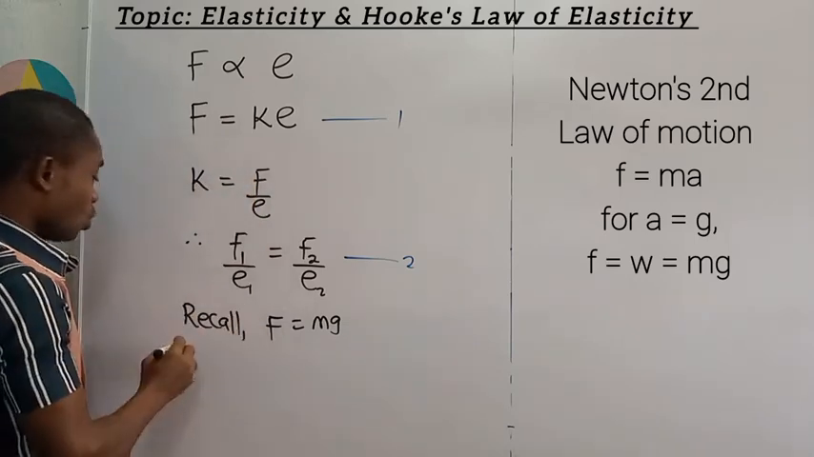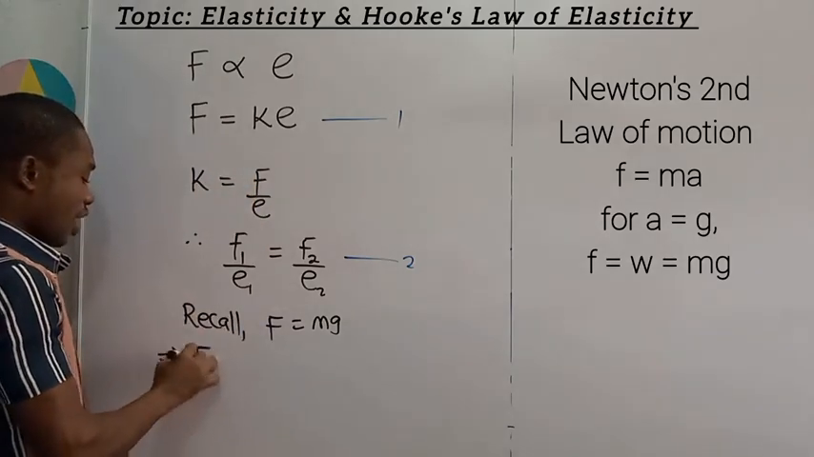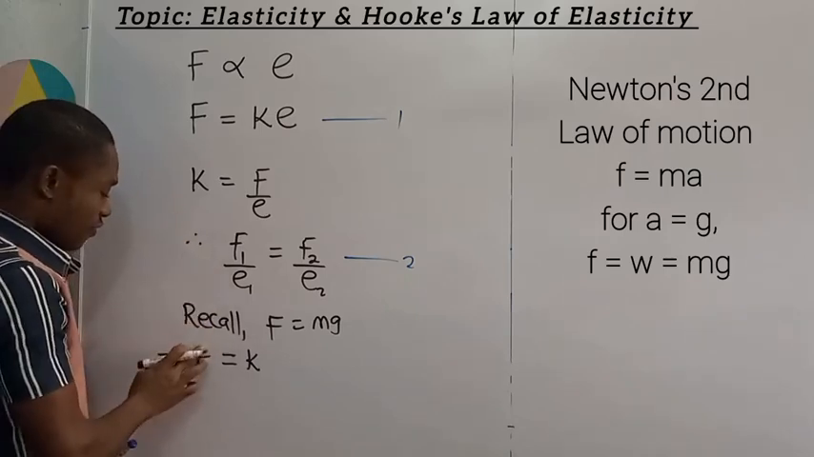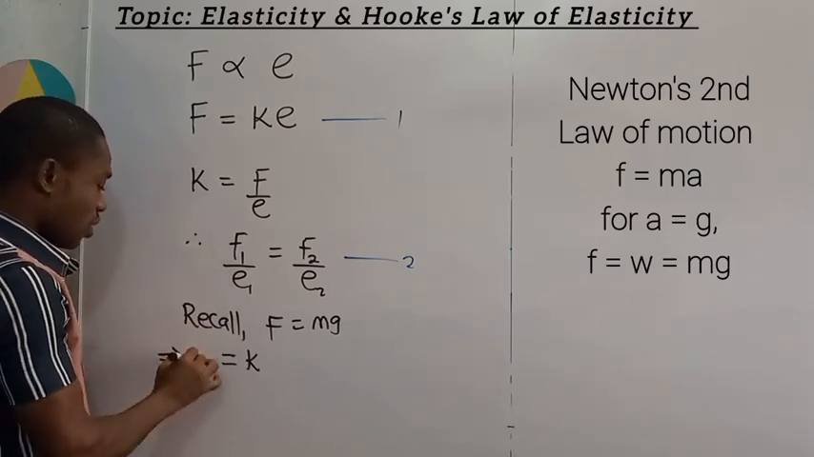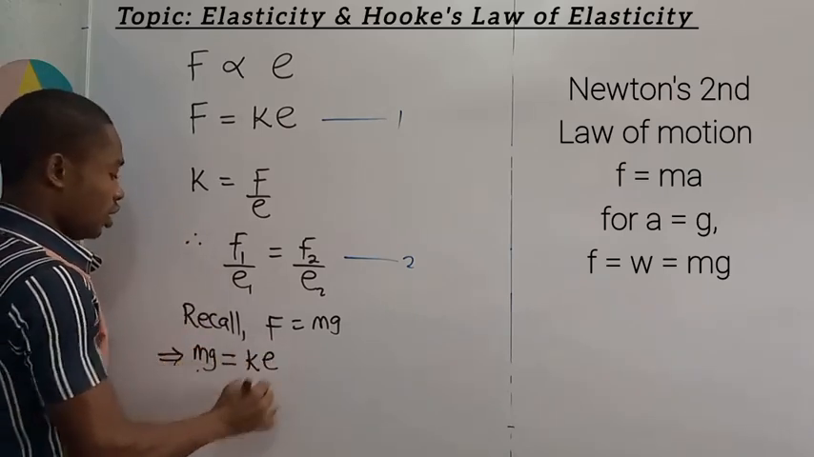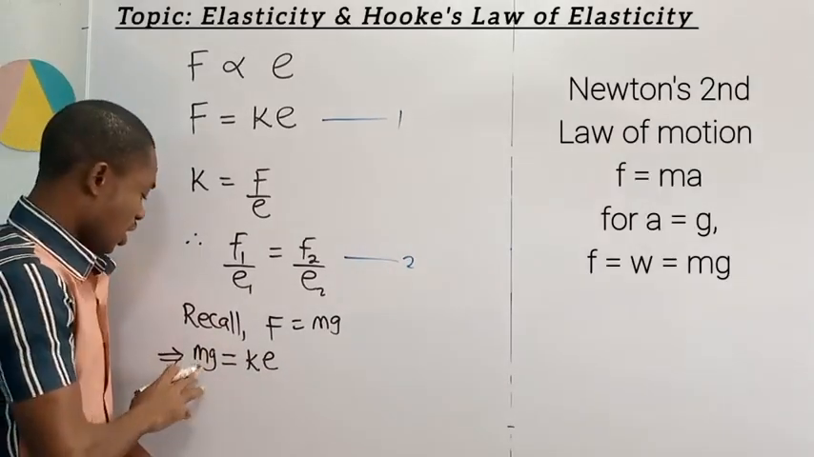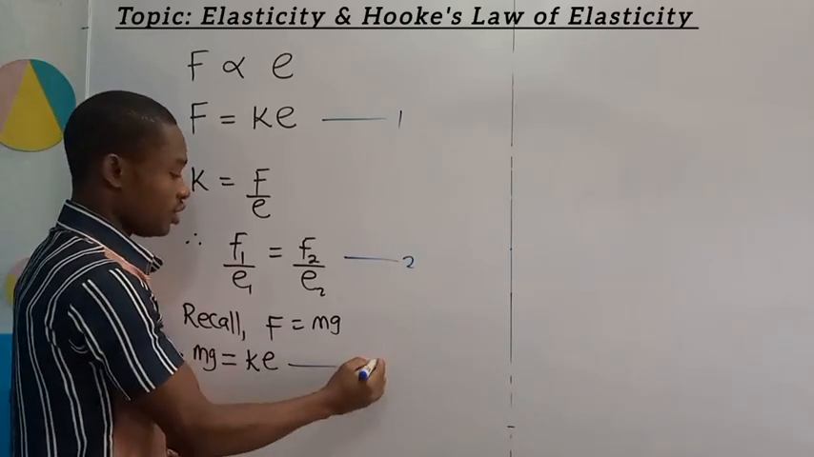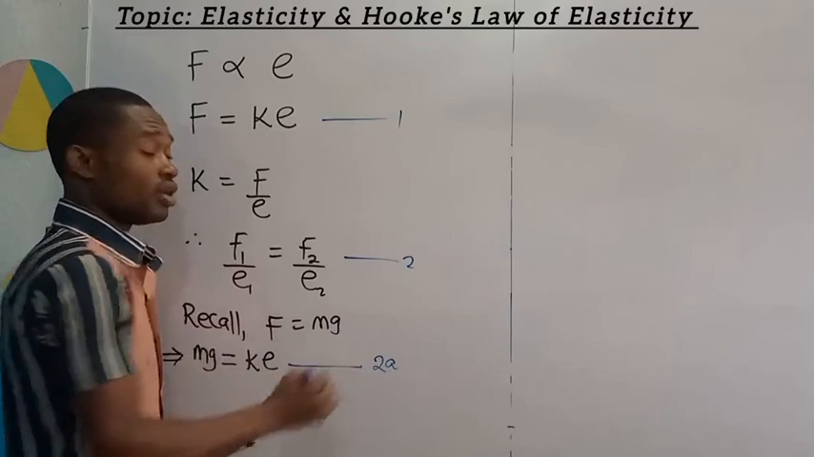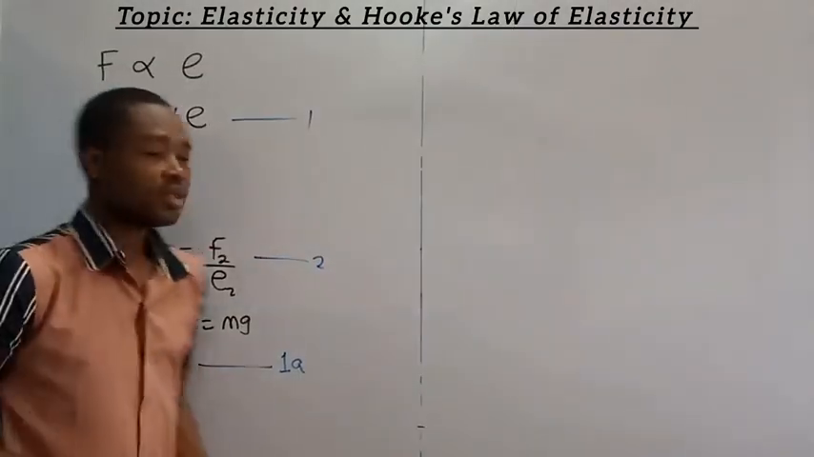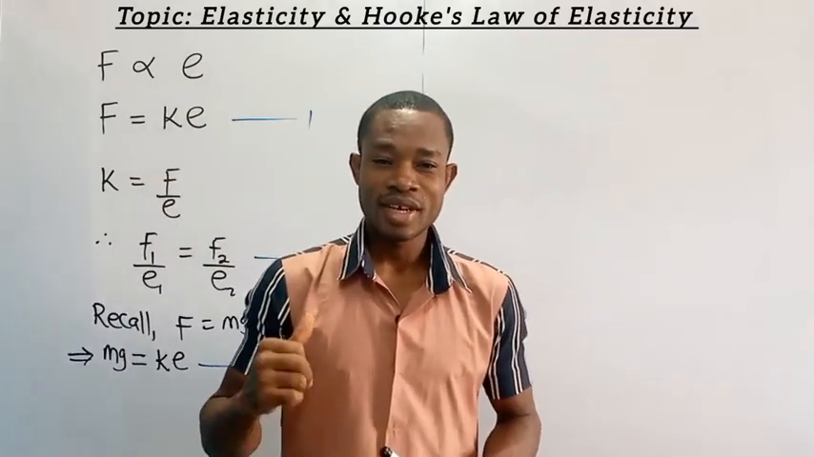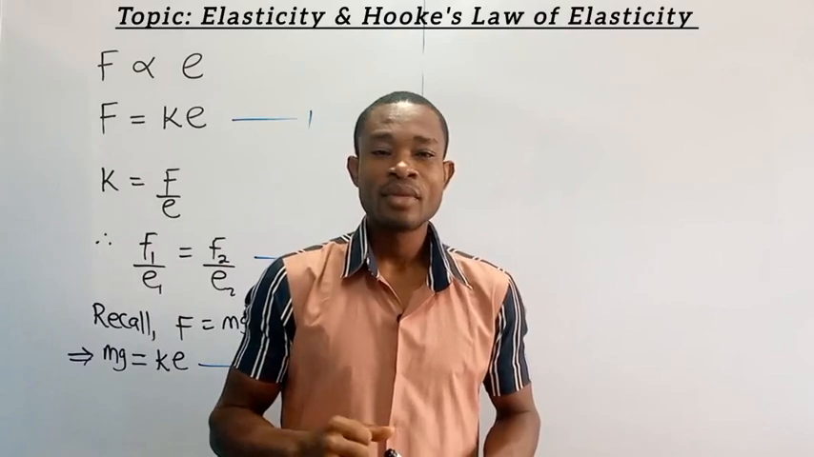If I do that, we'll get that F will now be equal to K. Alright, that F is mg already. So we're going to write mg equal to Ke. So you want to take note of this. And of course, you can use this whenever your examiner gives you mass concepts in a problem. Alright, so this is the concept of Hooke's law of elasticity. And I hope you understand that.